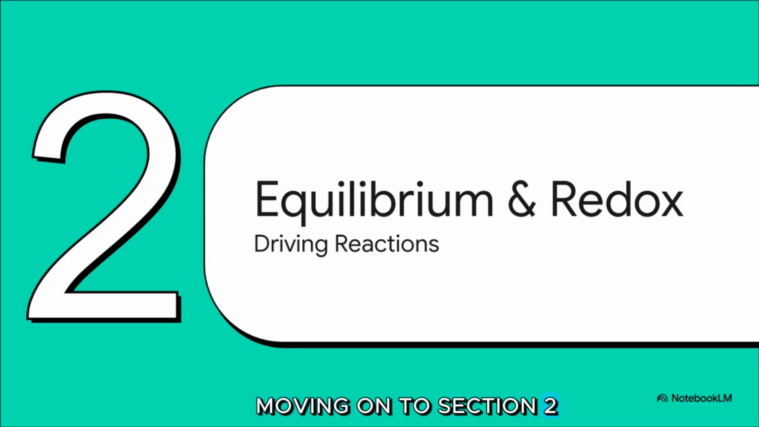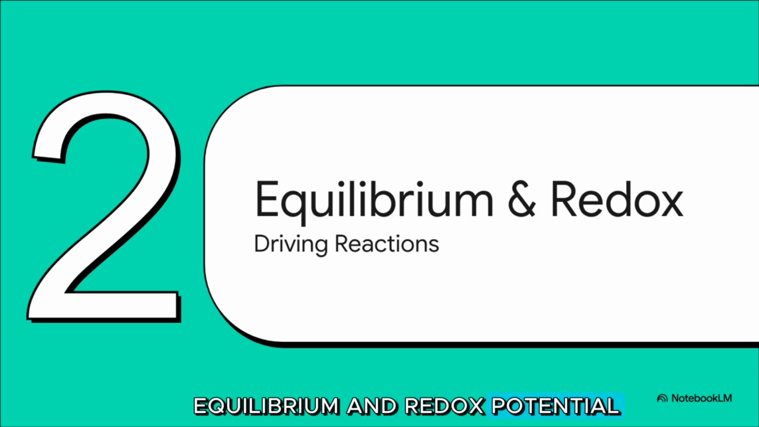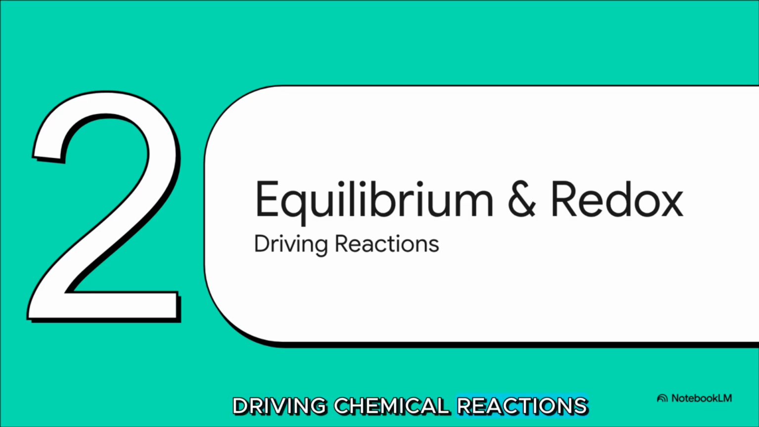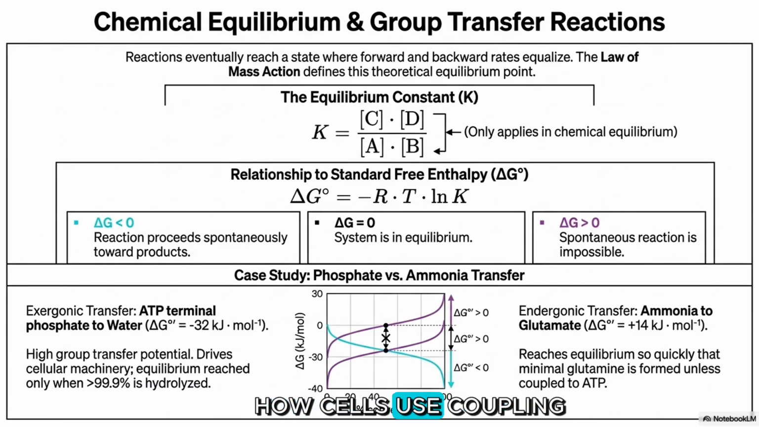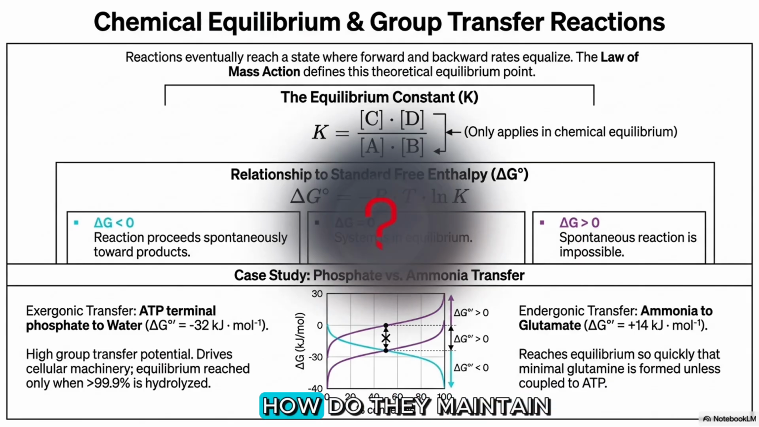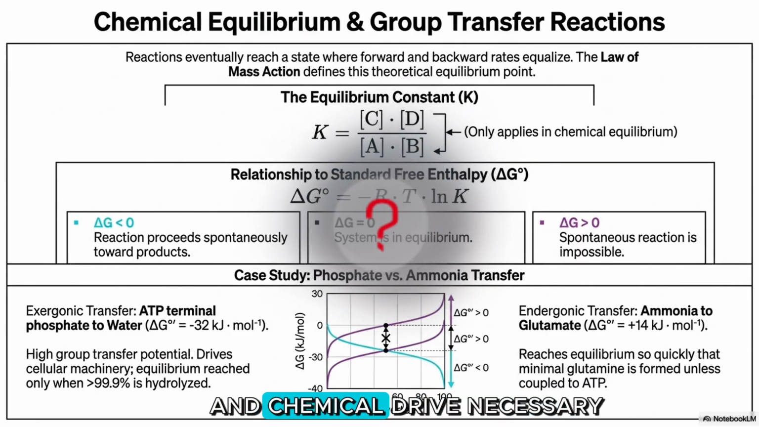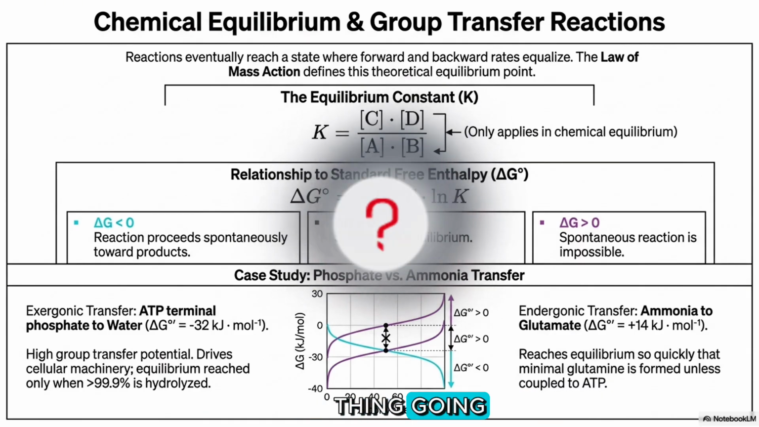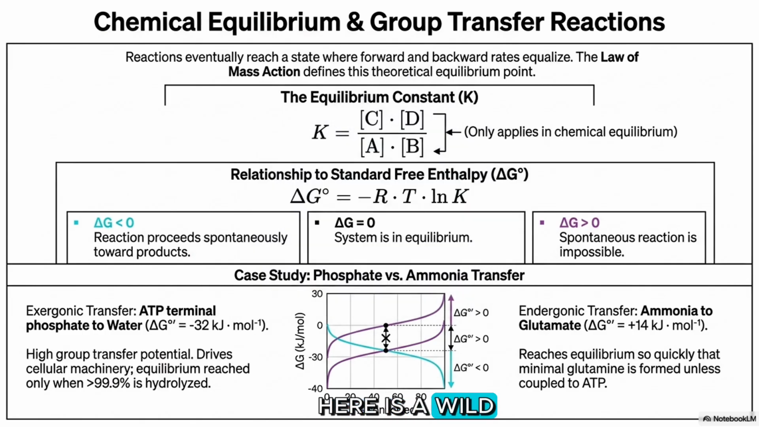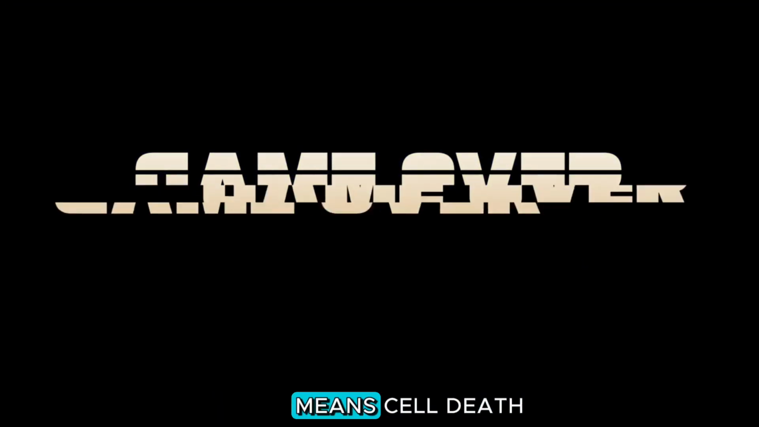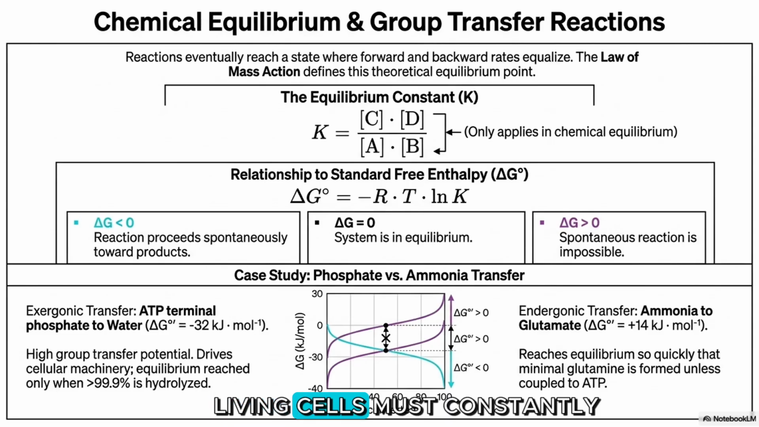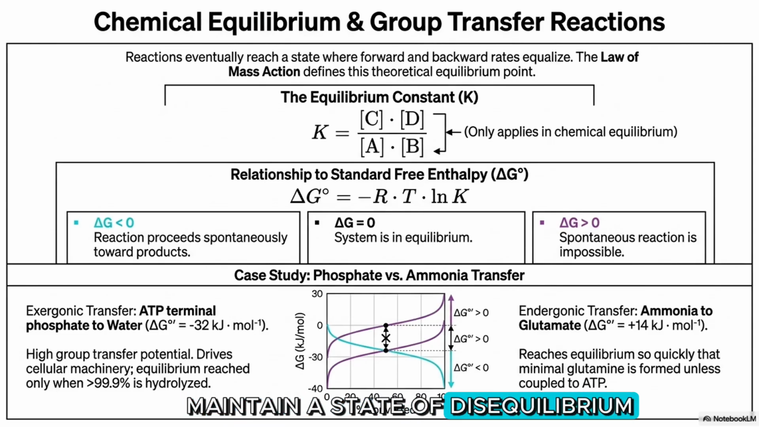Moving on to section 2, equilibrium and redox potential, driving chemical reactions. Now that we understand how cells use coupling to drive reactions, how do they maintain the constant voltage and chemical drive necessary to keep this whole thing going? Here is a wild, vital truth in biology. Total chemical equilibrium actually means cell death. Living cells must constantly maintain a state of disequilibrium.